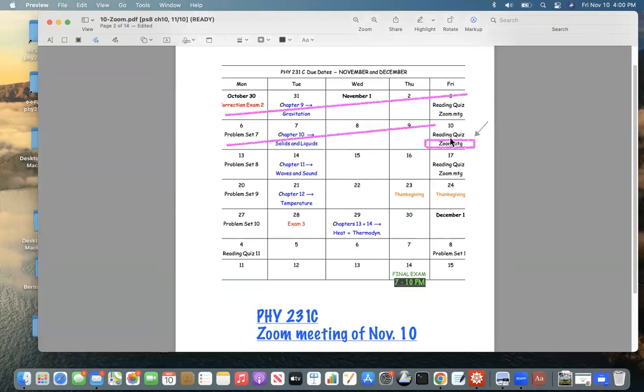The reading quiz is due at the end of today. And then the problem set for chapter 10, solids and liquids, is due at the end of Monday.